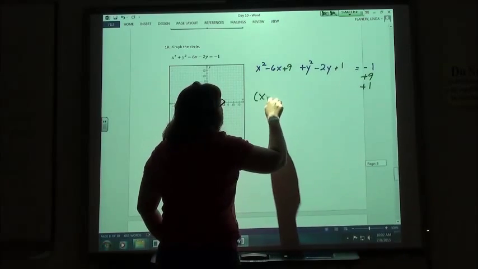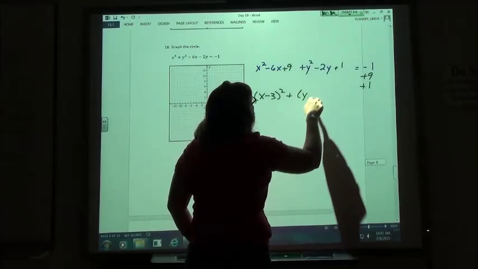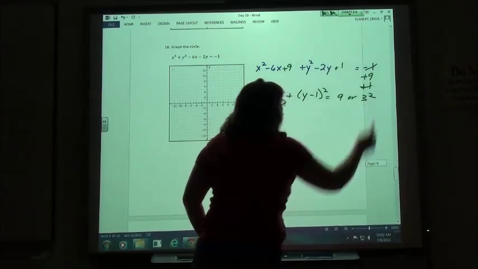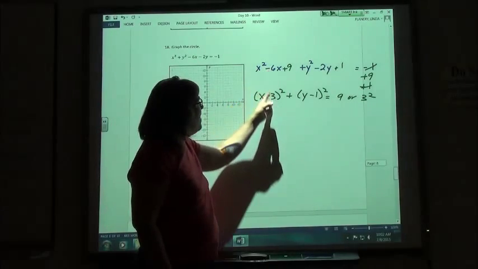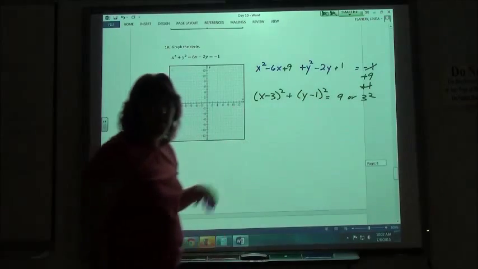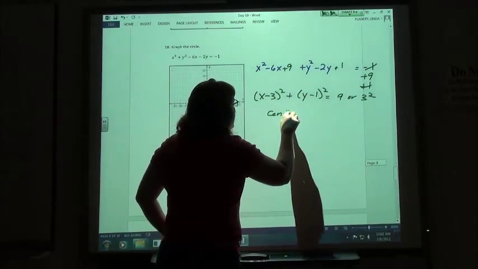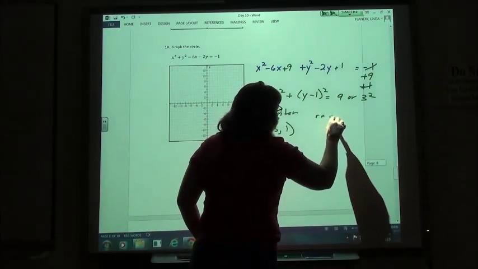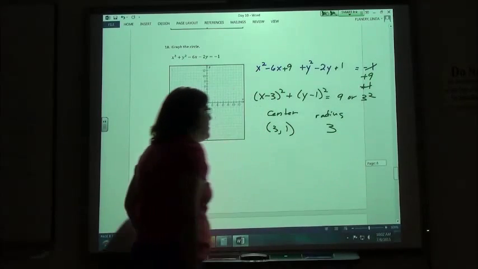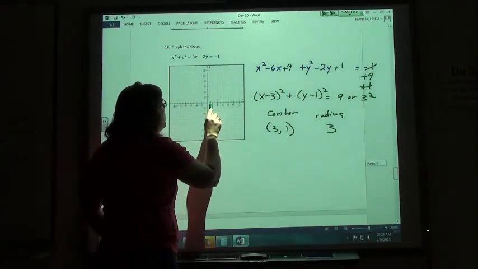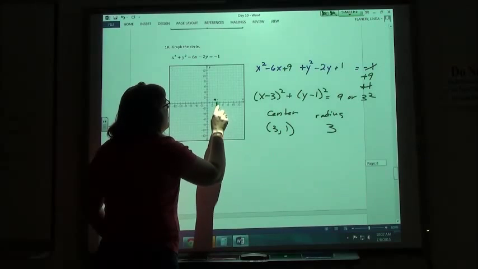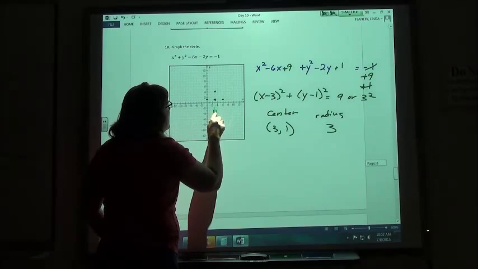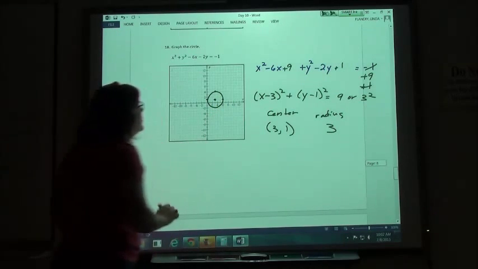So I'm going to have x minus 3 squared plus y minus 1 squared equals, and we must have liked to get 9 today. So again, this is half of my middle term, or factor it out the long way. My center in this case is going to be at positive 3 and positive 1. My radius again happens to be 3. So 1, 2, 3 for my radius. And my circle would look something sort of like that.